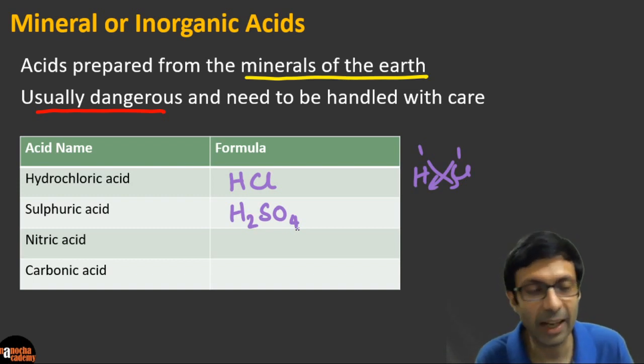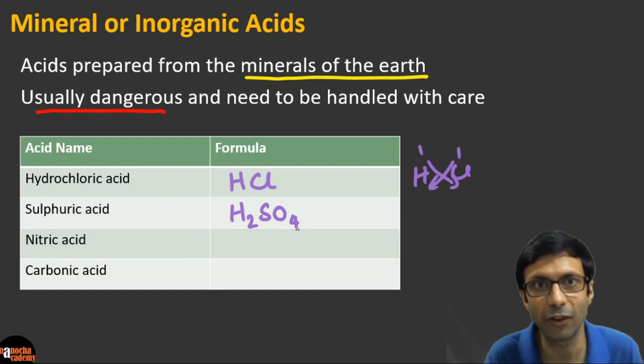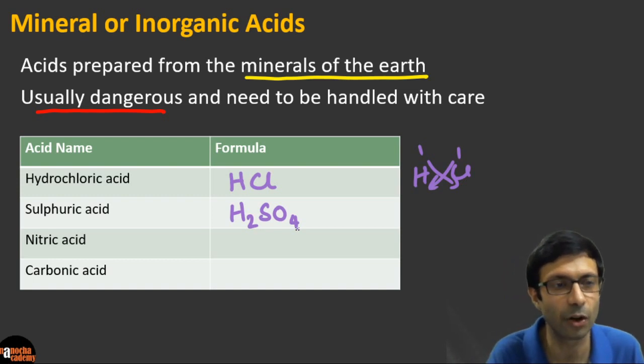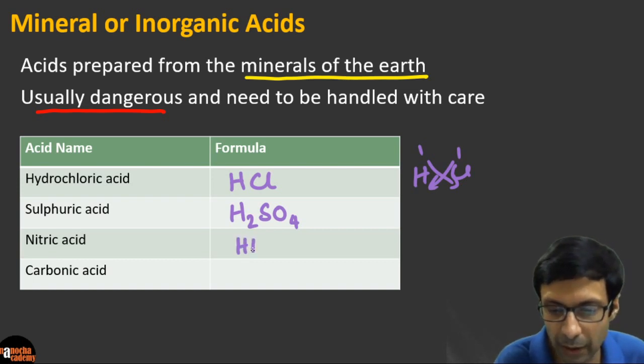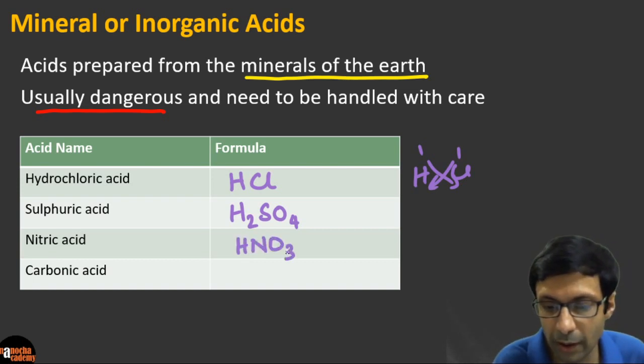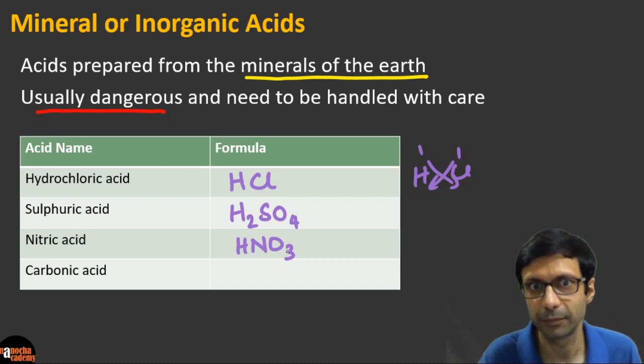Okay. Next, what is the formula of nitric acid, which is also a mineral acid or inorganic acid? Very good. It's HNO3. It's made of hydrogen and nitrate.